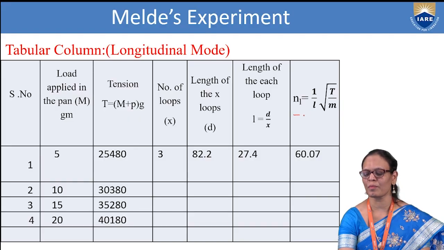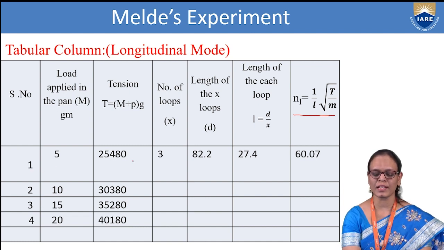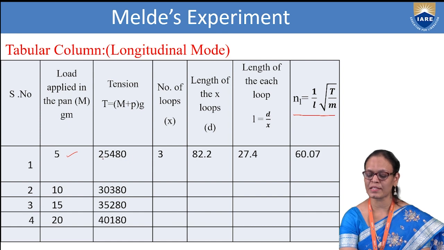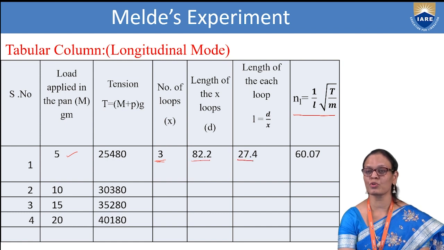Only thing here is the formula differs. The procedure is the same. You will first add 5 grams and the tension will be the same because 5 plus 21 into 980 will give you 25480. But here the number of loops differs. So the number of loops is 3 for this. So the length of each loop is 27.4. So when you substitute here and find, you will get the frequency as 60.